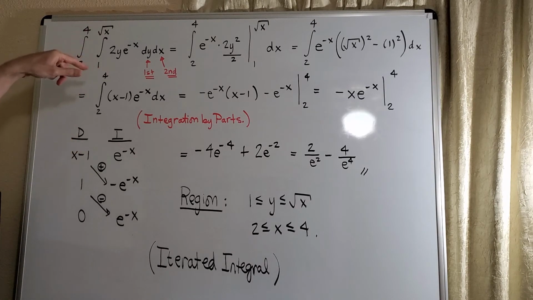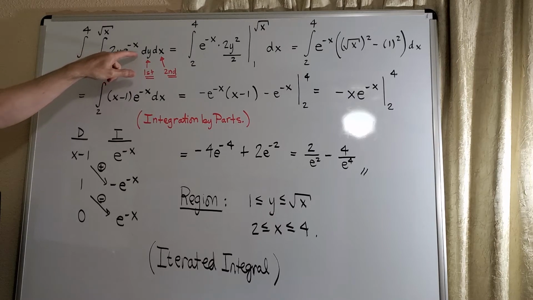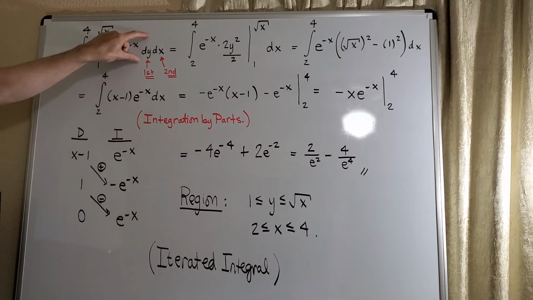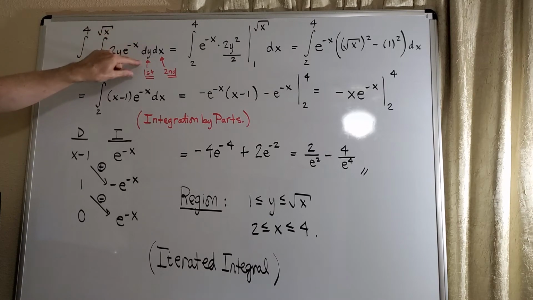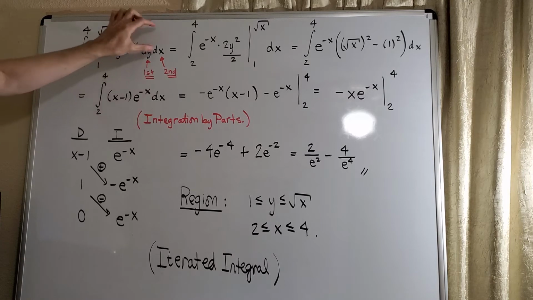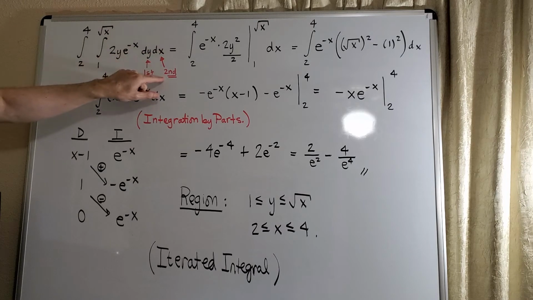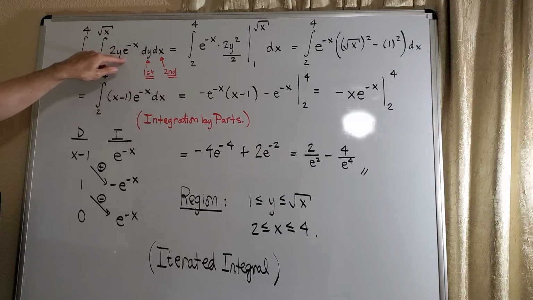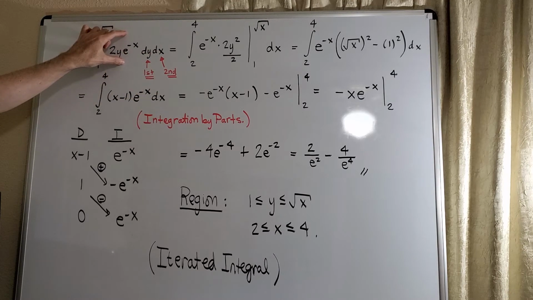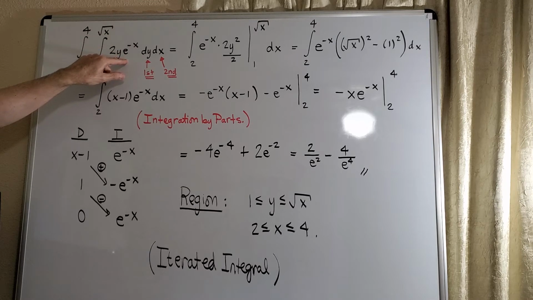So what we notice here is we have what appears to be two integrals. We have a function of x and y, 2y e to the negative x, and we have dy dx. Now with our iterated integral technique, the dy, which is the leftmost differential, we integrate first, and then dx, which is the rightmost differential, we integrate second. So we look at this particular function of x and y and integrate with respect to y.